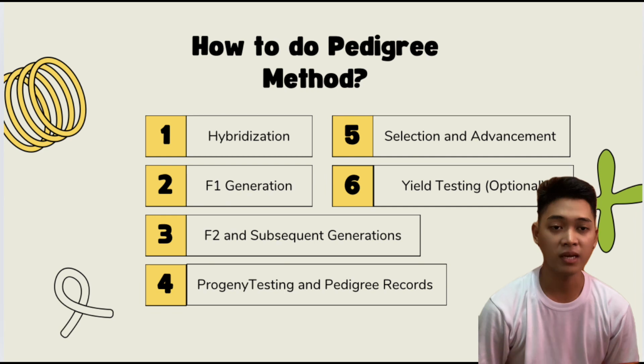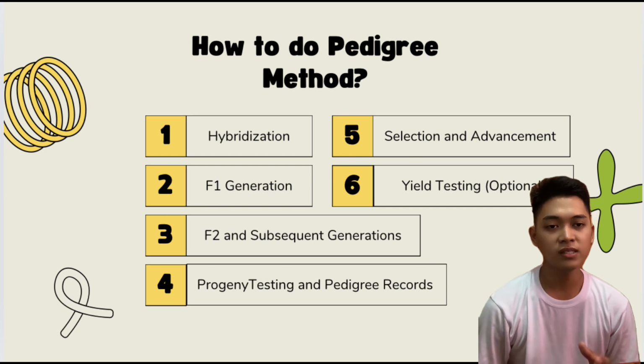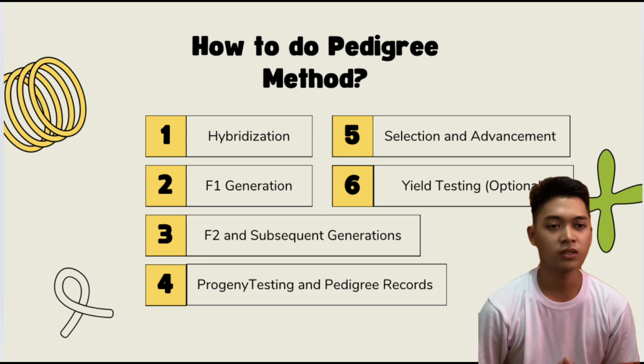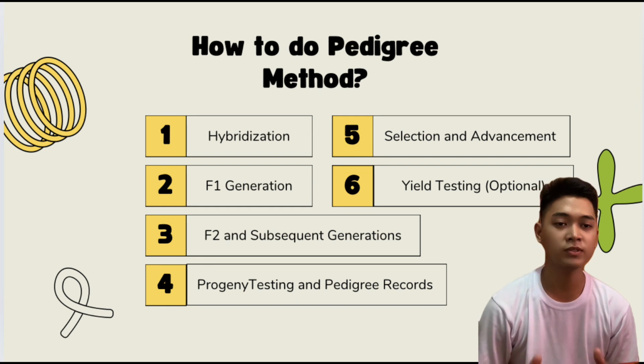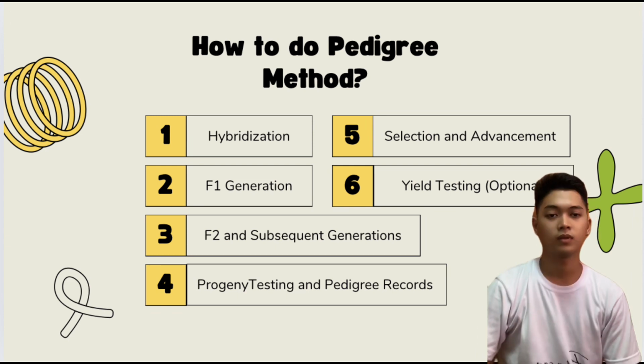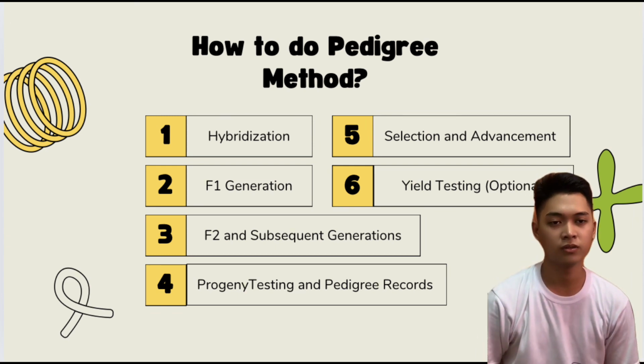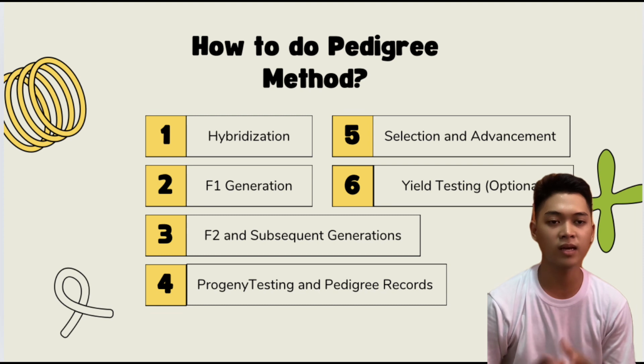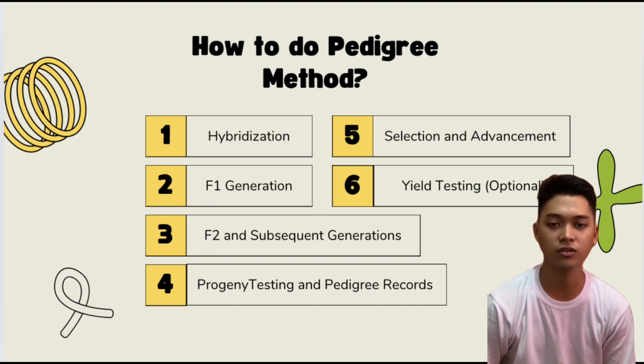And next is how to do the pedigree method. First is hybridization. In hybridization, the method starts with crossing two parent plants chosen for specific traits you want to combine in the offspring. This can be a single cross of two inbred parents, or a complex cross of more than two parents. Next is the F1 generation. Seeds from the initial cross are planted and allowed to grow. The goal here is to maximize the number of seeds for further selection.